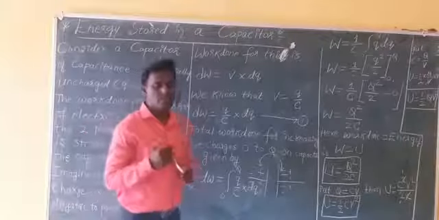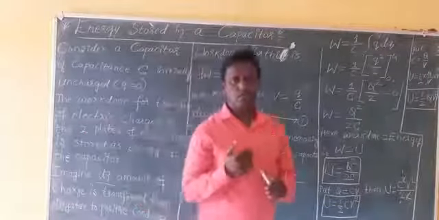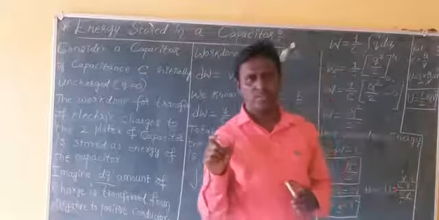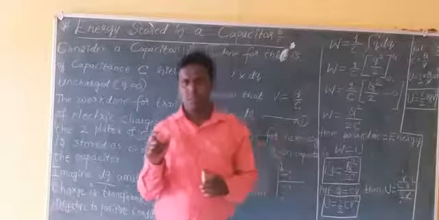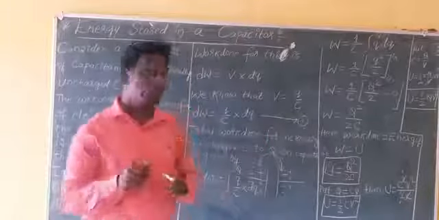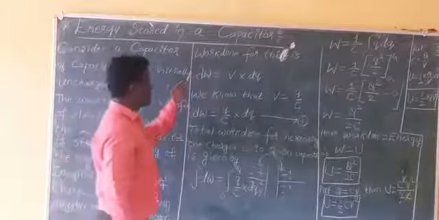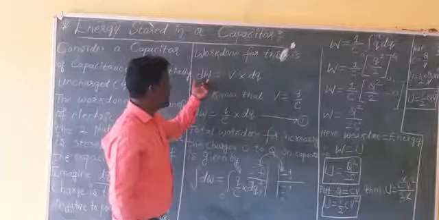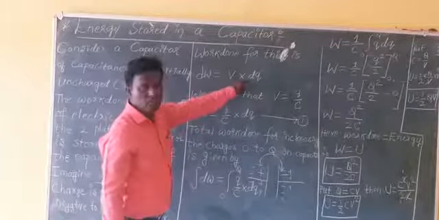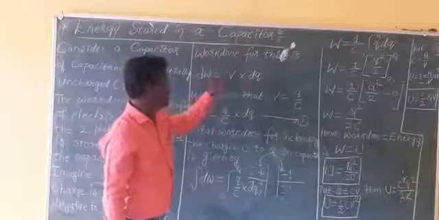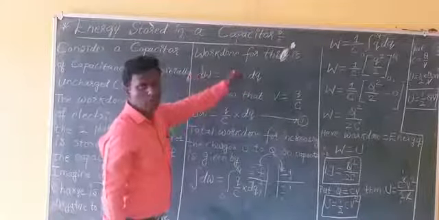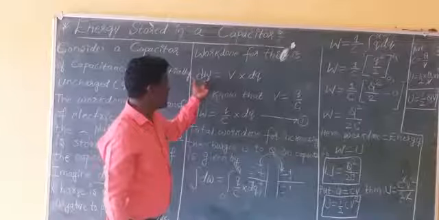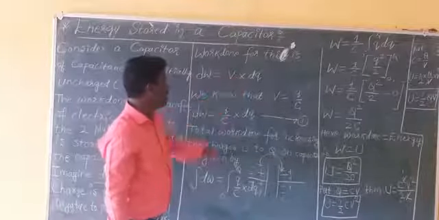You know that work done is W equals QV, or electric potential is given by the formula V equals W by Q. So W equals QV. Here a small amount of work is required, so dW equals V into dQ, where dQ is the small charge transferred. So dW is the small work done, V into dQ.